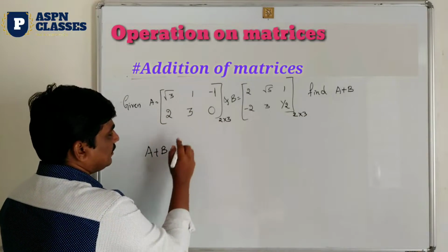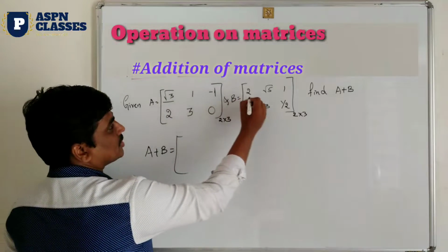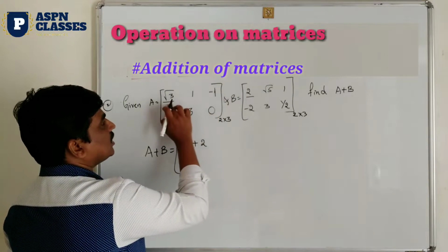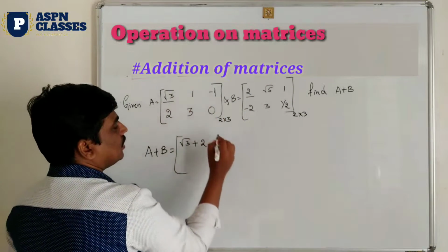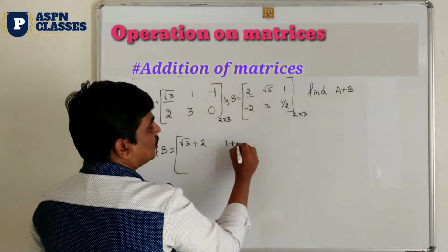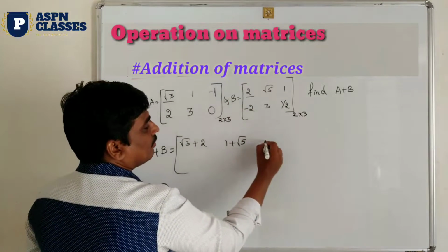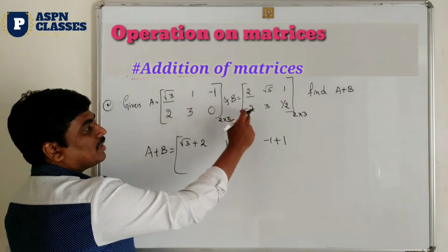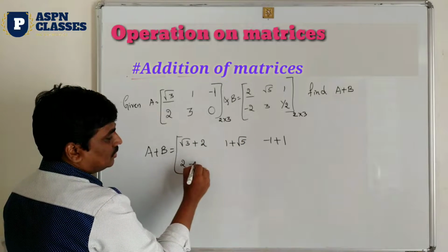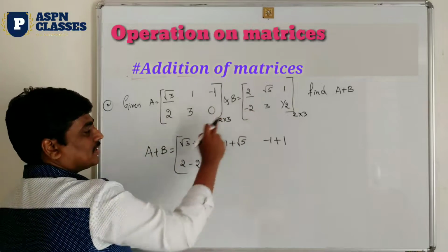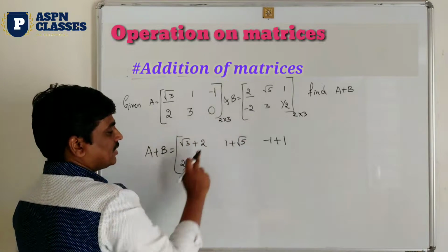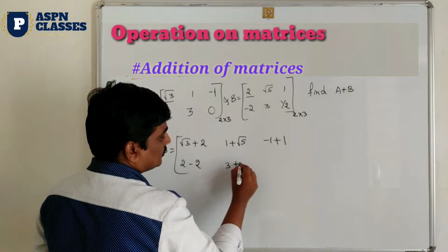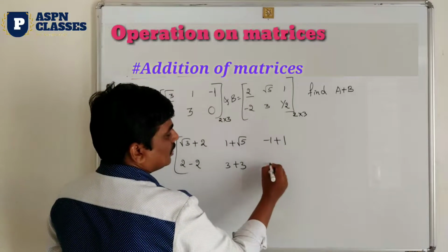So I am going to add directly. Corresponding elements must be added. Root 3 plus 2. Next 1 plus root 5. Next minus 1 plus 1. And next 2 plus minus 2, so minus 2. Actually the result is plus, but plus and minus together give minus. And next 3 plus 3. And next one is 0 plus 1 by 2.